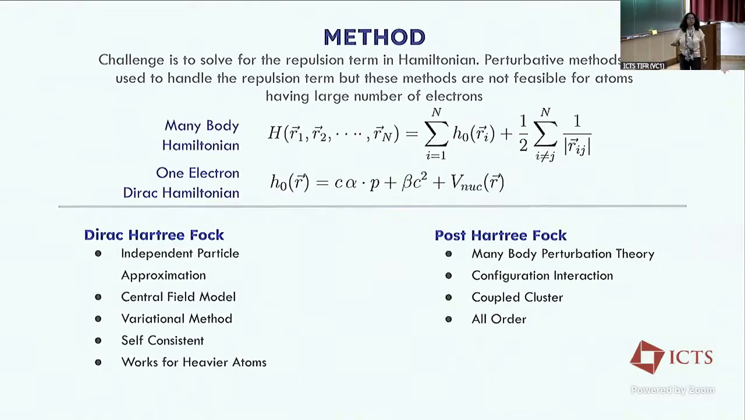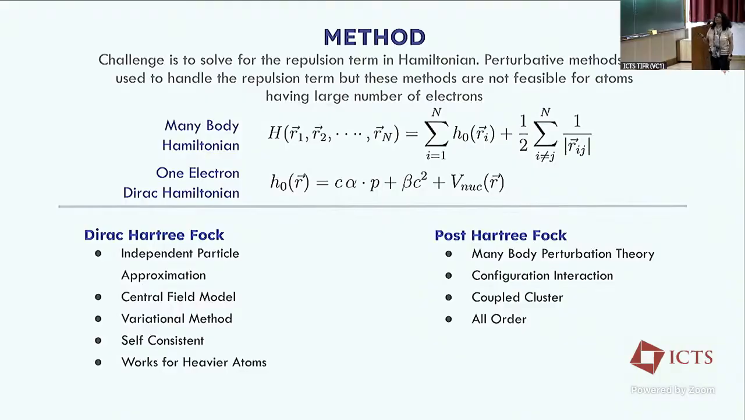So the method which we use currently for our atomic structure calculations is, as I said, we start with the Hartree-Fock approximation. In the Hartree-Fock approximation, the goal is to solve the Dirac wave equation, where the many-body Hamiltonian is represented by this equation here. This is the 1-electron Dirac Hamiltonian. As I mentioned previously, the real challenge is to solve the wave equation when this inter-electronic repulsion is included in the Hamiltonian. And people use perturbative methods, which is not very efficient, especially for systems having a large number of electrons.